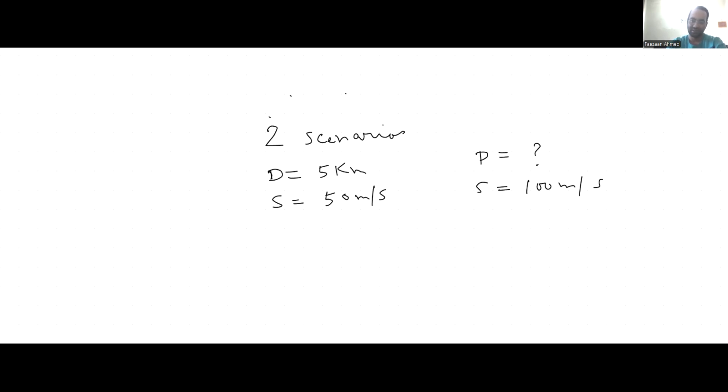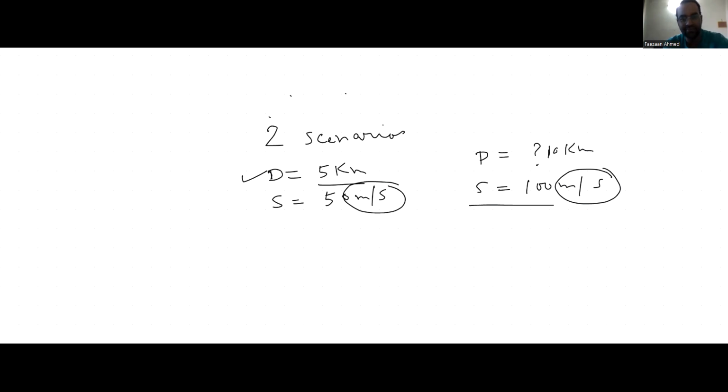Here you notice that this unit is not the same. Okay. But even if that is not the case, you can still apply the idea of d1 by s1 is equal to d2 by s2. So this is your first scenario, which is the distance covered, and this is going to be the scenario where the speed is 100. So you can use that idea, and you can get this as 10 kilometers. Okay.